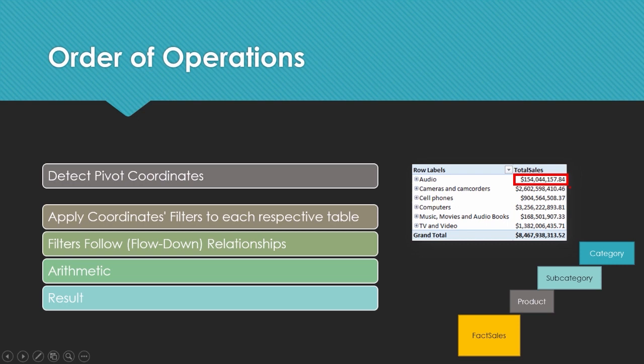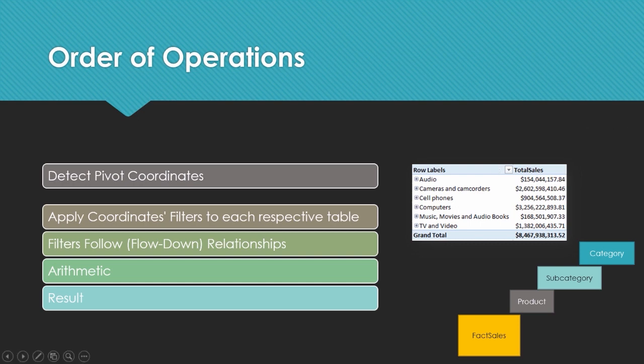It's helpful to think about these orders of operations as happening step by step in every single measure that you ever create. And then, after it's done audio, it'll move along to cameras and camcorders and complete the exact same process. Now, there's one very important interruption that we can use in this process. After we've detected the pivot coordinates, we can stop the process before we apply the coordinate filters to each table.